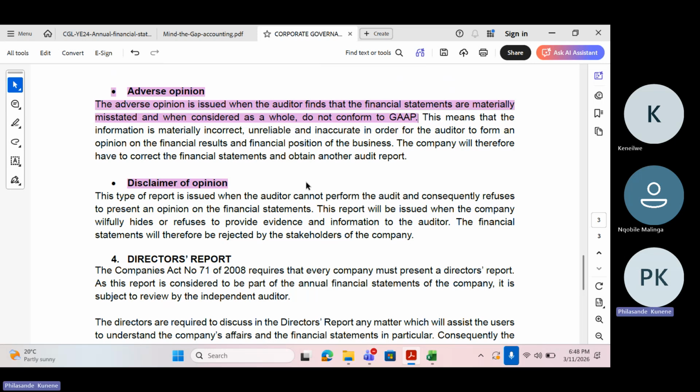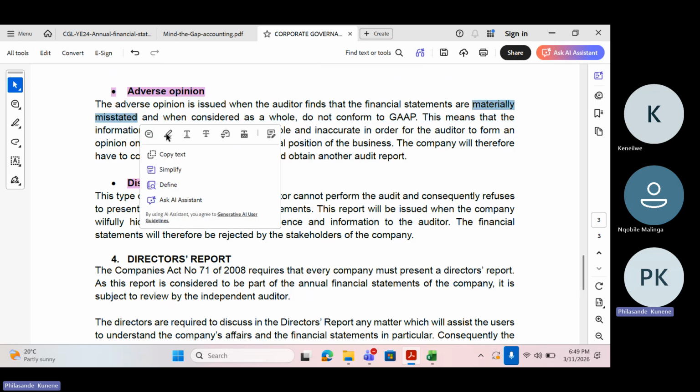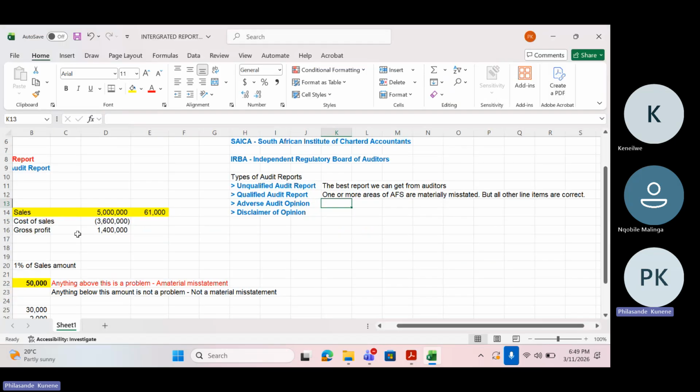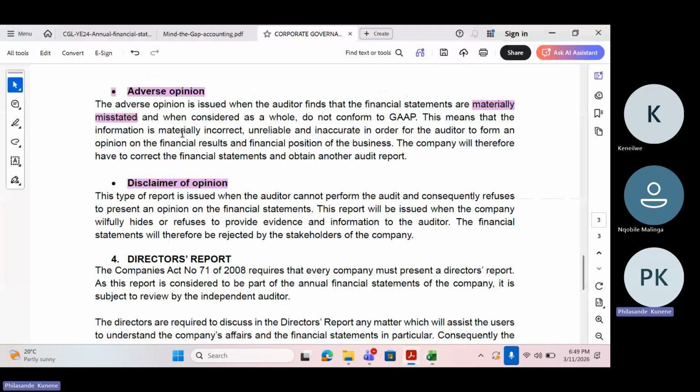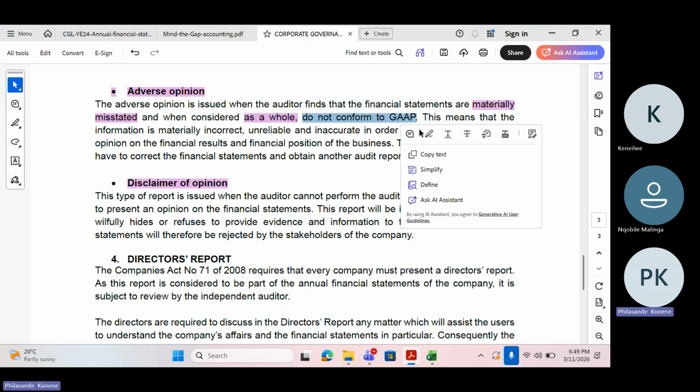Let me repeat this one. The adverse opinion is issued when the auditor finds that the financial statements are materially misstated. Which means now everything in the financial statements is materially misstated. Everything has an error of above 50,000. And when considered as a whole, they do not conform to GAAP.